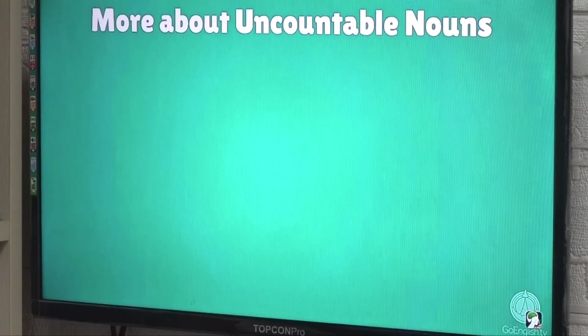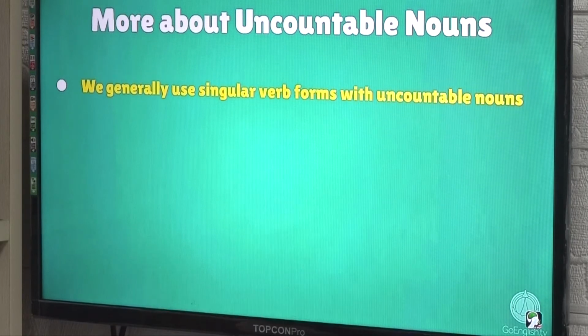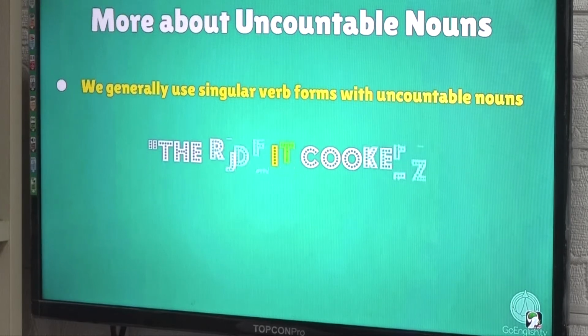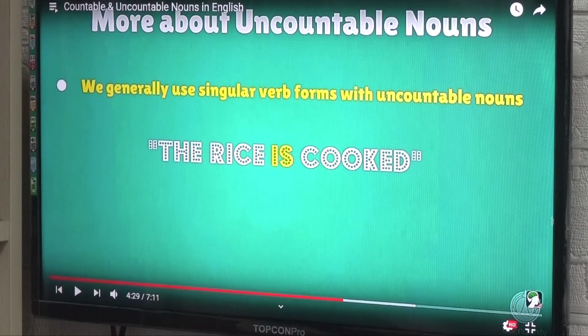More about uncountable nouns. We generally use singular verb forms with uncountable nouns. The rice is cooked. Do you know what it means? Whenever we talk about uncountable nouns, just like it says rice, right? We use singular form, all right? The rice is cooked. We do not say the rice are cooked, all right? For uncountable nouns, remember, the noun here should be singular, okay? Not plural. Just recognize it as one, singular, okay?